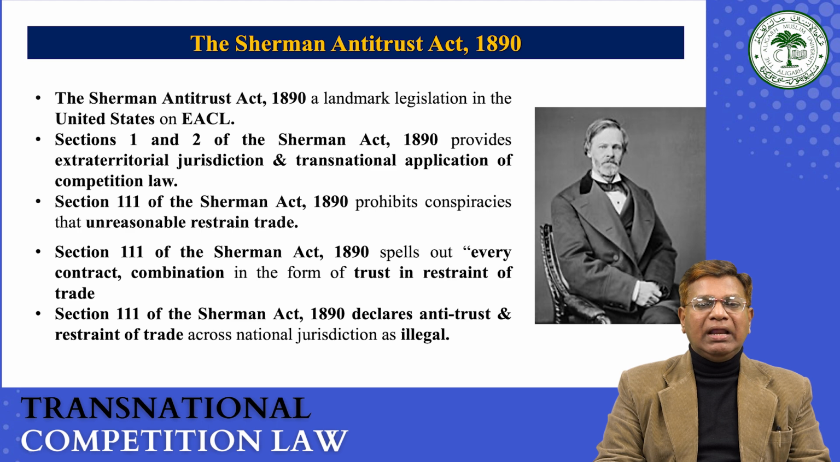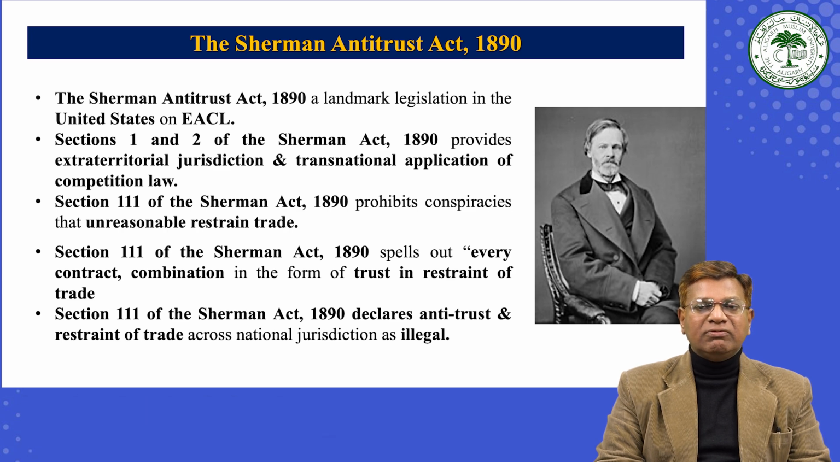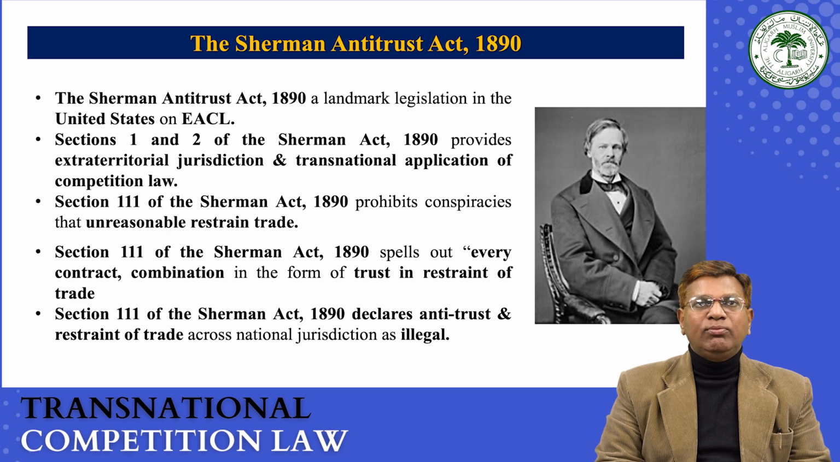According to Section 1 of the Sherman Act, every contract, combination in the form of trust or otherwise, or conspiracy in restraint of trade or commerce among the several states or with foreign nations is declared to be illegal. It further states that every person who shall make any contract or engage in any combination or conspiracy hereby declared to be illegal shall be deemed guilty of a felony, and on conviction will be punished by fine.